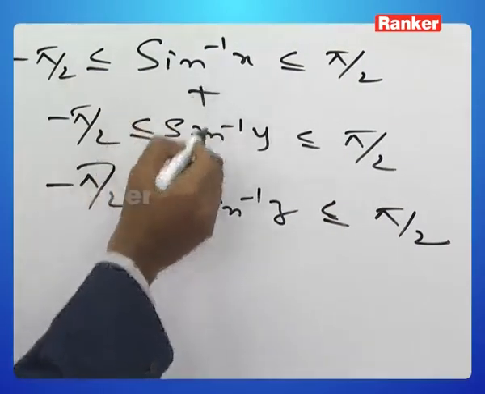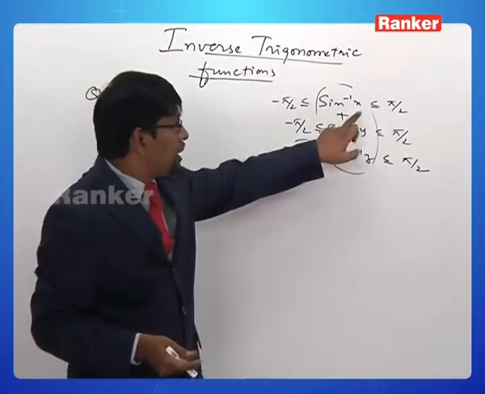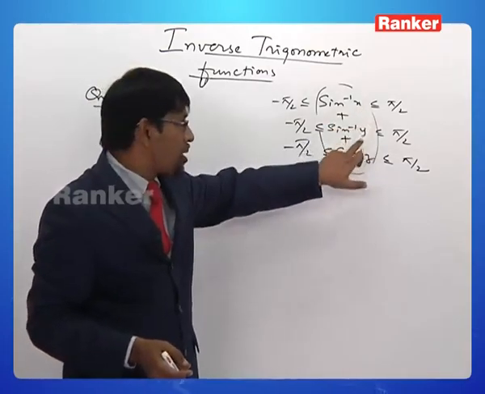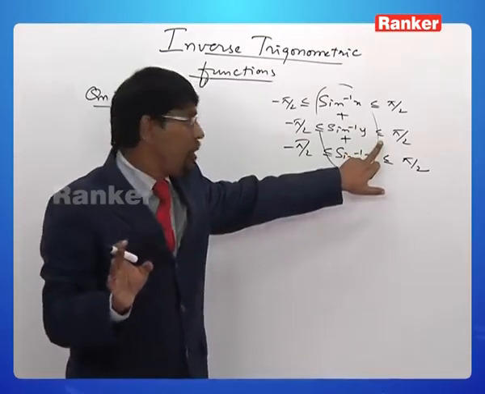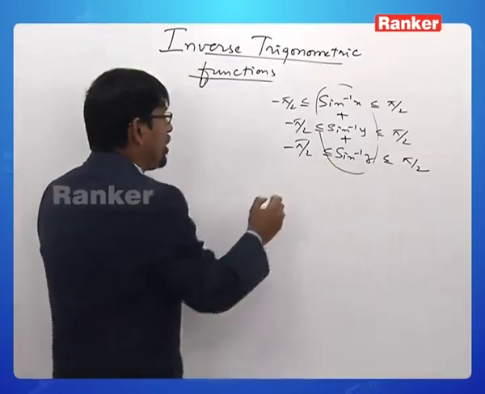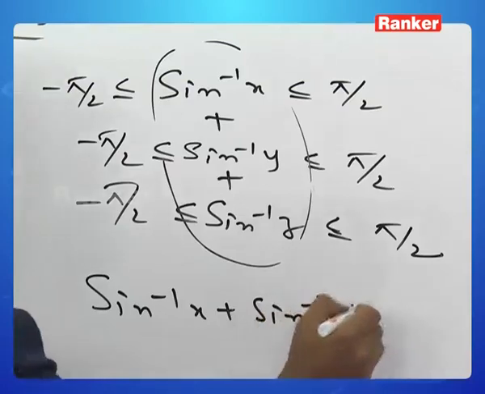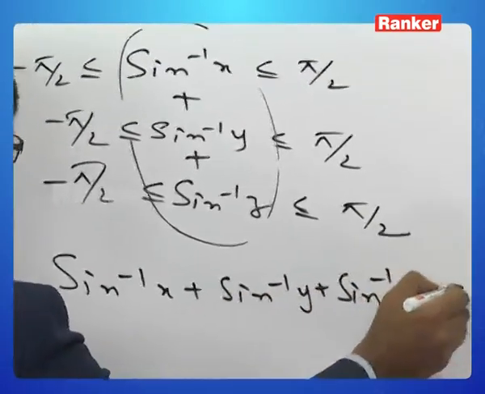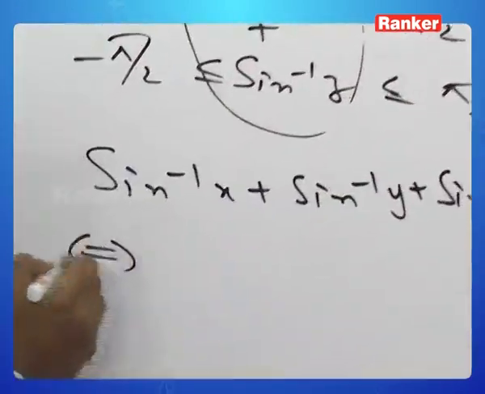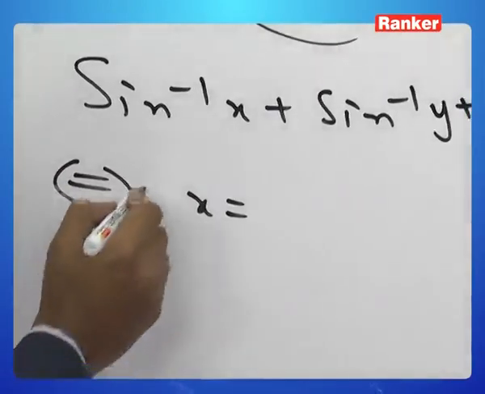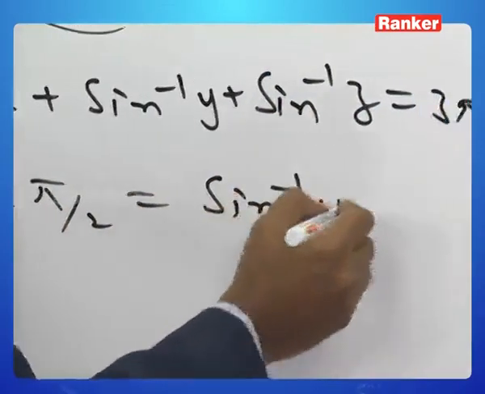When can the sum of all these three be equal to 3 pi by 2? Even if one of them, either sine inverse x or sine inverse y or sine inverse z, was strictly less than pi by 2, we cannot have the sum equal to 3 pi by 2. So the fact that the sum is equal to that means it is at its peak, and that can happen only when all of these are at their maximums. So this will happen if and only if sine inverse of x is pi by 2. So is the case with sine inverse y. So is the case with sine inverse z.